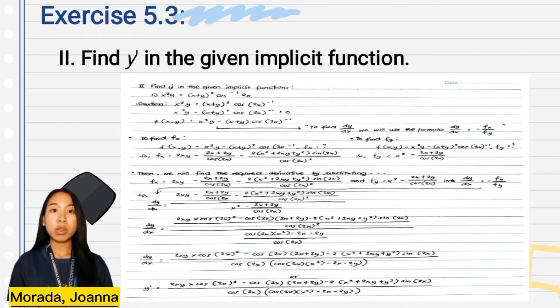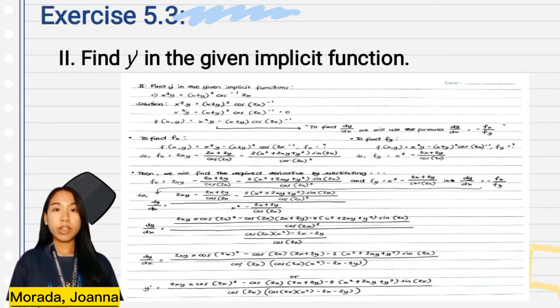to 2x minus 2x plus 2y over cos(2x) minus 2(x squared plus 2xy plus y squared) over cos(2x), and the first derivative with respect to y, which is equal to x squared minus 2x plus 2y over cos(2x), into dy over dx equals negative fx over fy.